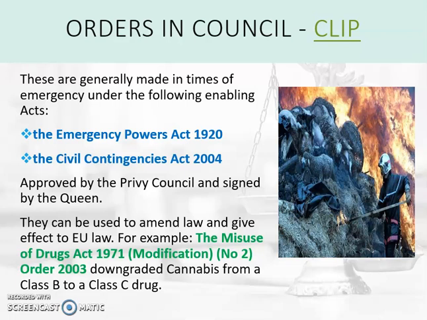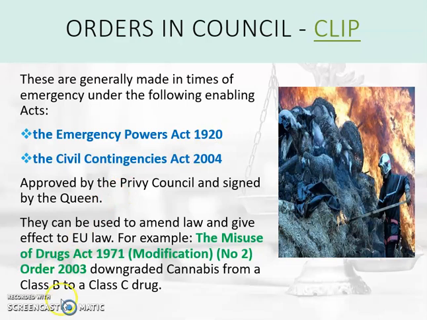However, the Privy Council has power to make law in emergency situations under the Emergency Powers Act 1920 and under the Civil Contingencies Act 2004. So these are the parent or enabling acts which allow orders in council to be made in these situations.